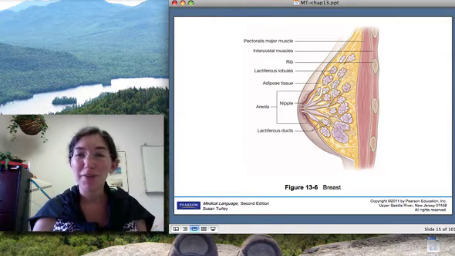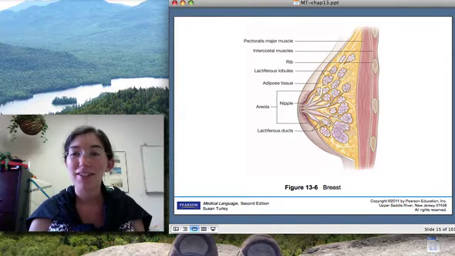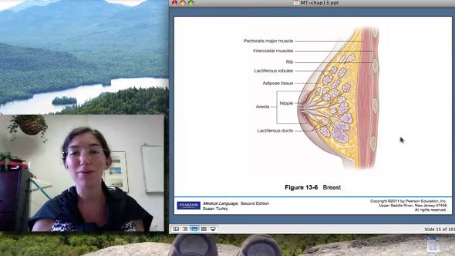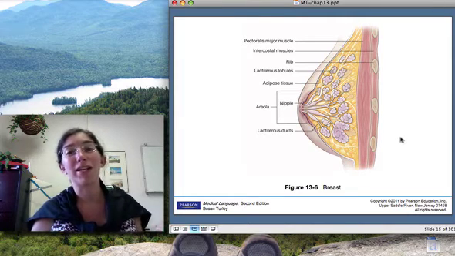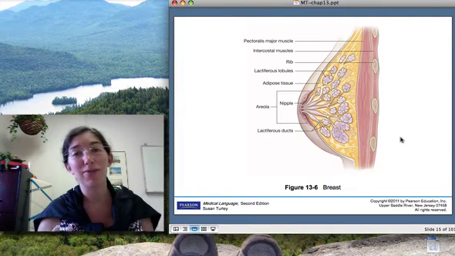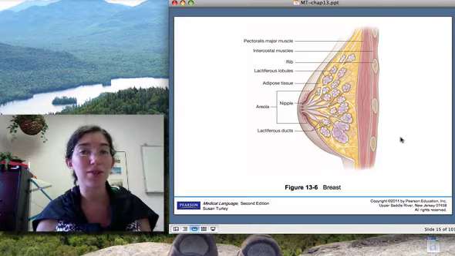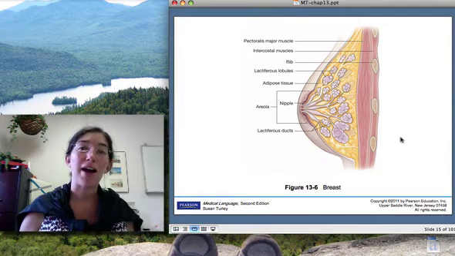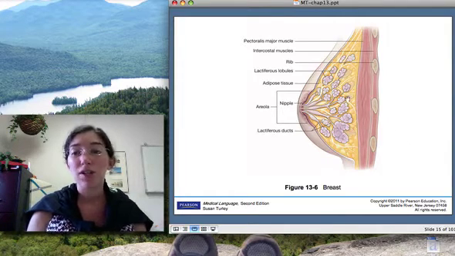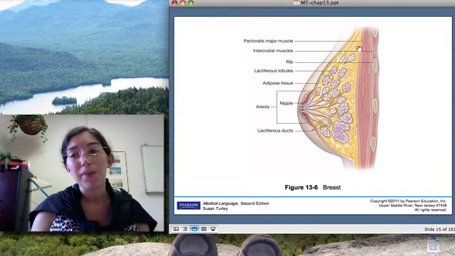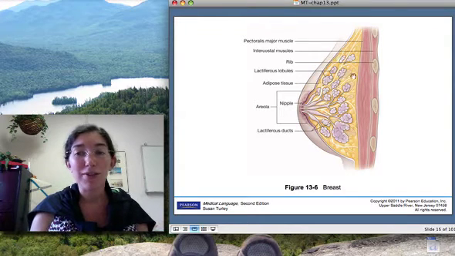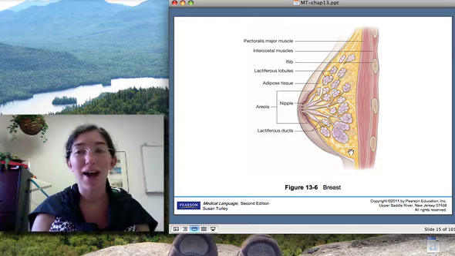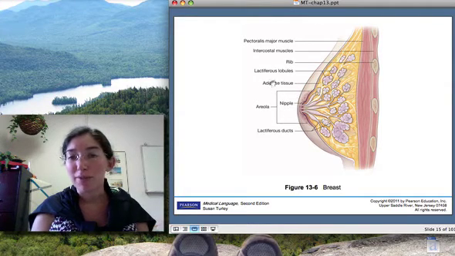The last part of the female reproductive system is the breast. So the breast has a few parts. The breast is mostly fat tissue and gland tissue. It's lactiferous lobules, the milk-producing glands, and a lot of fat storage. So all of this yellow stuff here is supposed to indicate fat tissue, adipose tissue. Is that labeled? Yeah, it's labeled right here.